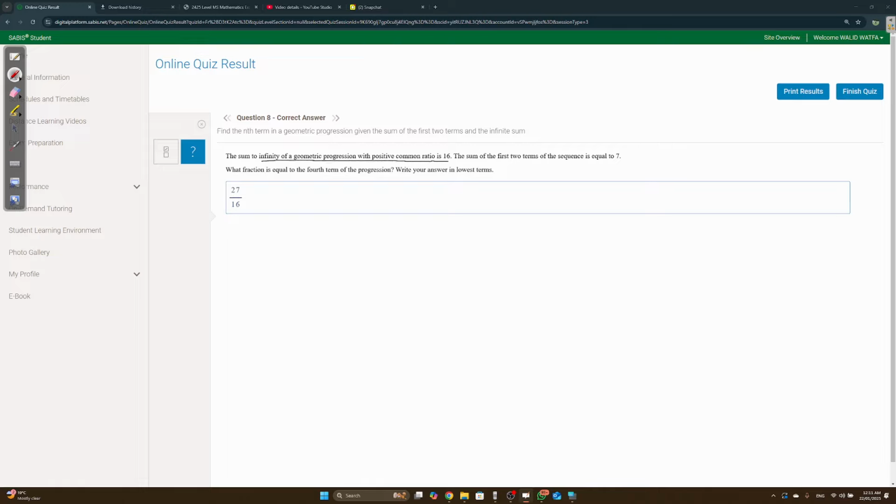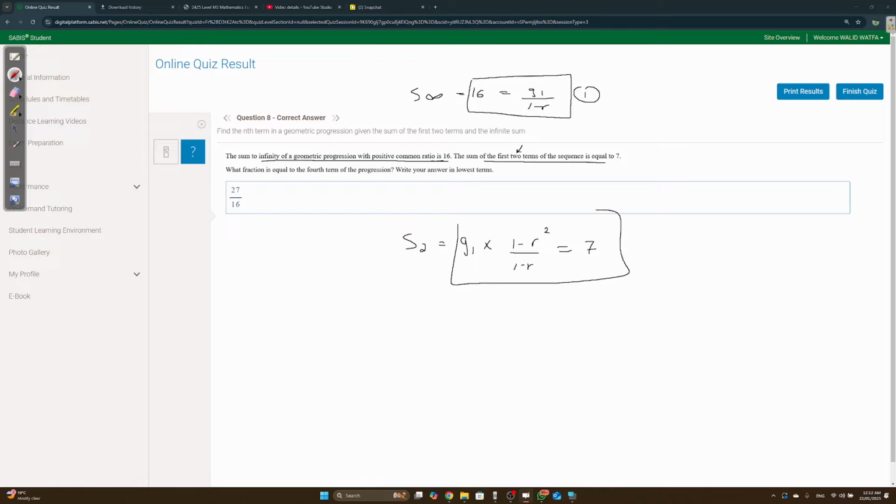So the sum to infinity is 16. So S infinity is 16. And what's the S infinity? It's g1 over 1 minus r. Okay, so we're going to take this as equation 1. The sum of the first two terms is equal to 7. What's the sum of the first two terms? It's g1 times (1 minus r to the power of n) over 1 minus r. What's my n? 2 terms, so squared, over 1 minus r is equal to 7. This is equation 2.